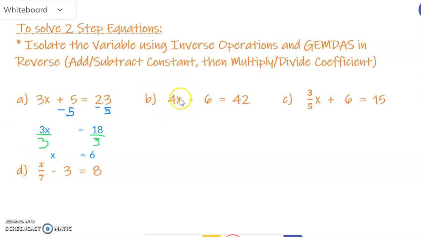Okay, if you take a look at the next one, we've got 4x minus 6 equals 42. We are going to deal with the constant first. So I am going to add 6 to both sides so we can cancel out this minus 6.